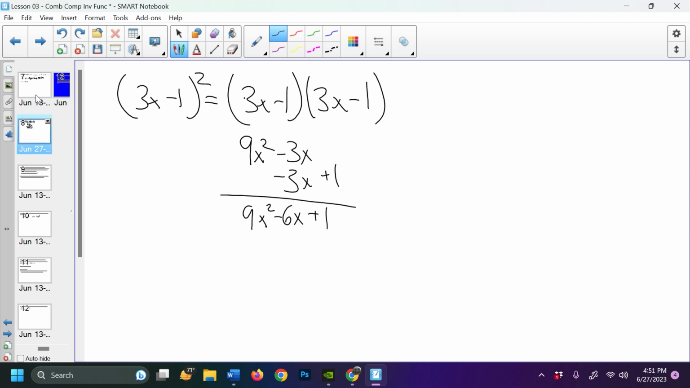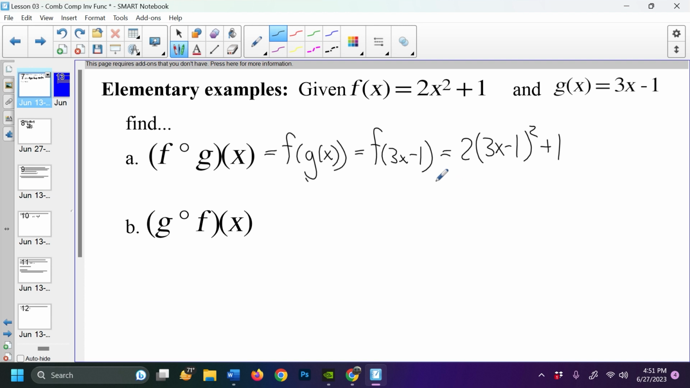Come back to the original, and I will have 2 times 9x squared minus 6x plus 1, and then the plus 1 from here. I'll distribute the 2. 2 times 9x squared is 18x squared. 2 times negative 6x is negative 12x. And then 2 times 1 is 2. And then we'll just skip a step and add that 1 and say it's plus 3.